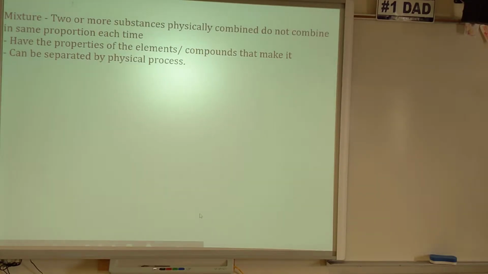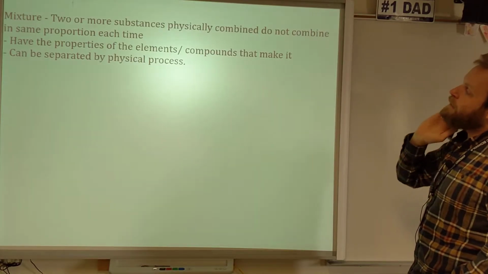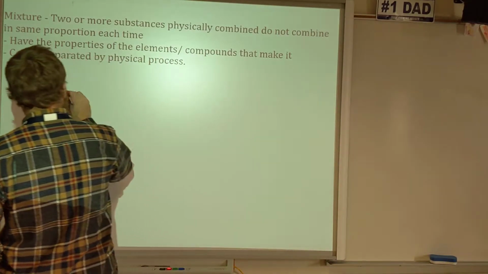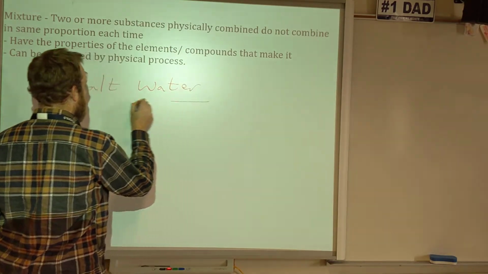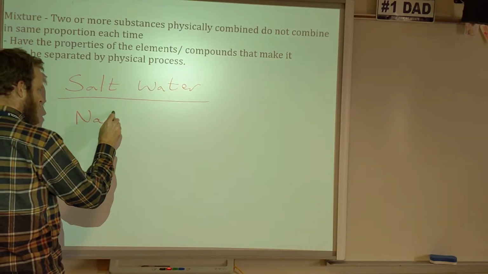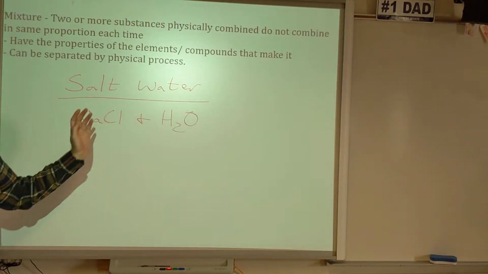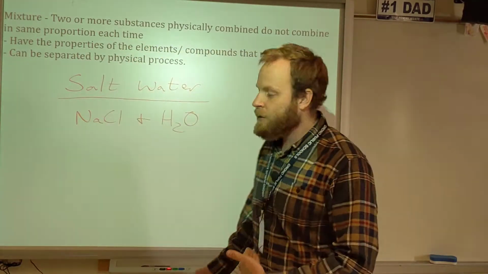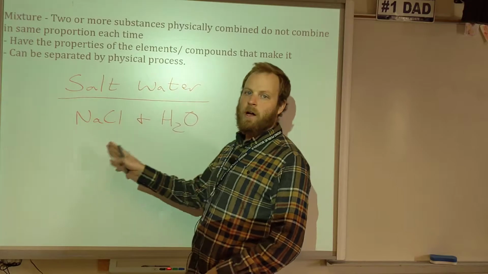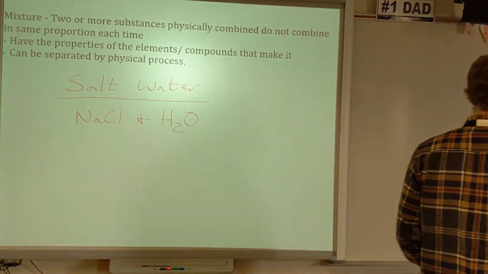Mixtures: two or more substances physically combined. They do not combine in the same proportion each time. They have the same properties of the elements that make them up, and they can be separated by a physical process. So if we have salt water, its chemical formula would be NaCl and H2O. Notice there's the and symbol there. So these are not actually chemically bonded together. They're just mixed together. So we can separate these by physical means. The physical means would be to evaporate all the water, and then you'd be left with the salt residue in your evaporating dish afterwards.